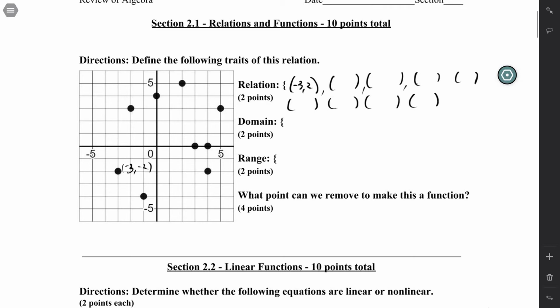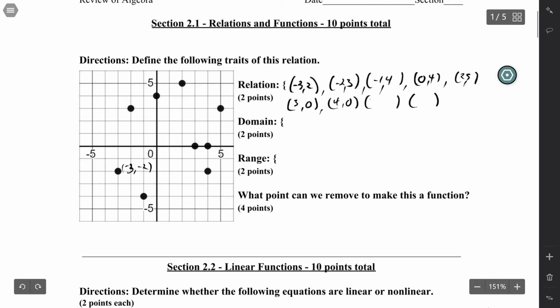I'm just going to go across. Let's see, -2, 3, -1, 4. We've got 0, 4. 2, 5. Let's see, 3, 0. That's not very clear. 3, 0. 4, 0. 4, -2, and 5, 3.